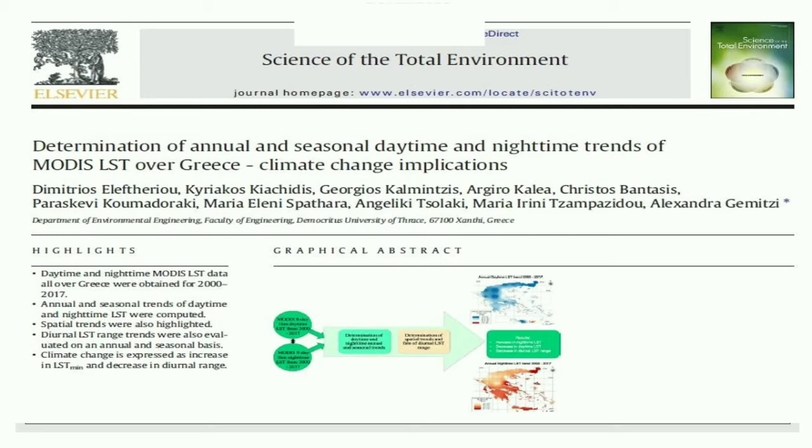This journal name is Science of the Total Environment, and the title is Determination of Annual and Seasonal Daytime and Nighttime Trends of MODIS LST over Greece: Climate Change Implication. So here another important thing is that both day and night temperature we will get from MODIS data. That is very important, because most of the time we are using Landsat images to calculate daytime, but we are not able to get nighttime temperature.